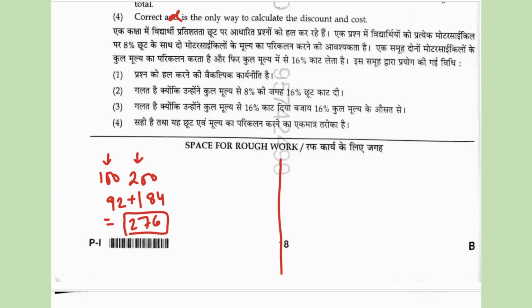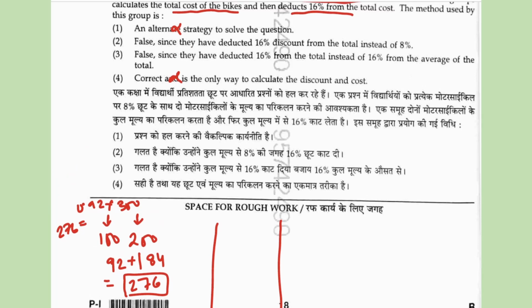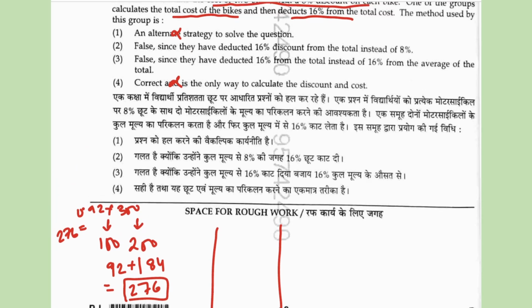So what they have done now, if you see 276, this is like 0.92 of 300. So they had to actually add up both the costs and then find an 8% discount on the total. So this is what they have done. This is the correct answer for you to understand. They have deducted 16% instead of 8%. They should have totaled, and then whatever it be, 8% only would have been the discount. But let's see why this is not correct.